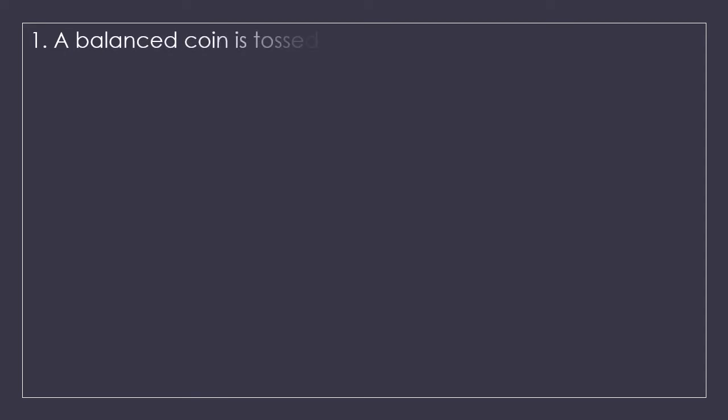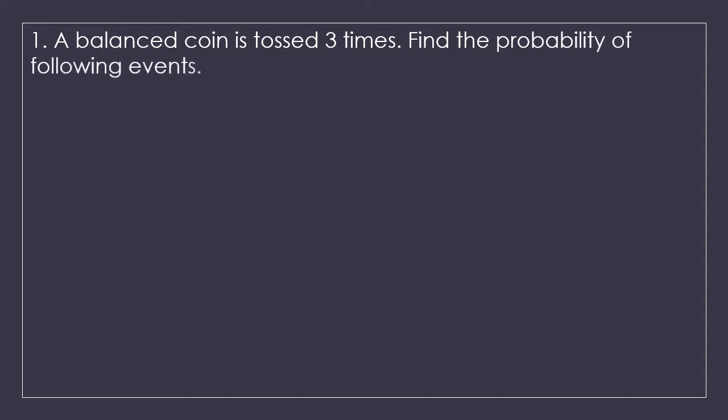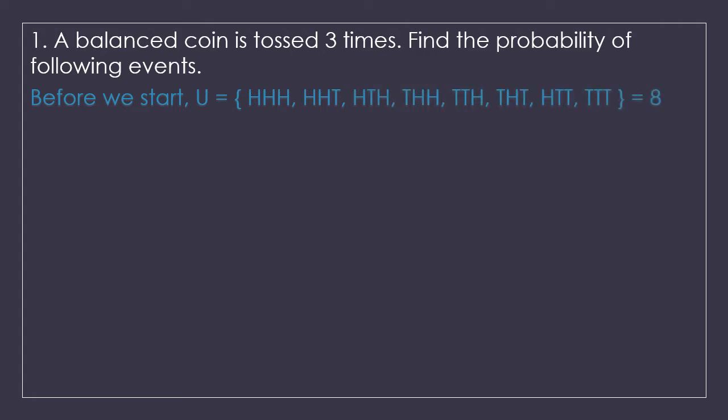A balanced coin is tossed 3 times. Find the probability of following events. Now, in the questions of probability, whenever we are starting a solution, always start with the total outcomes, that is a set of the universe. So before we start, I am going to write down all the possible outcomes of tossing 3 coins. This is something which we have done before. We are tossing 3 coins, so the possible outcomes will be number 8.